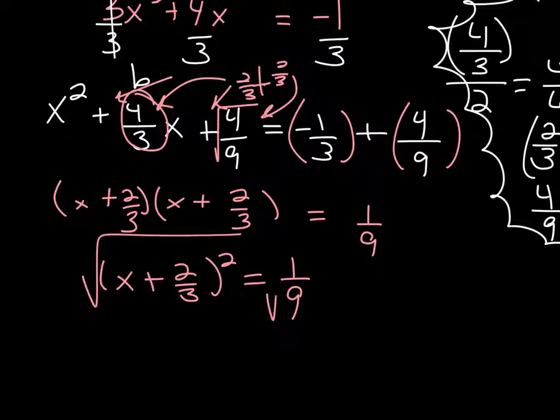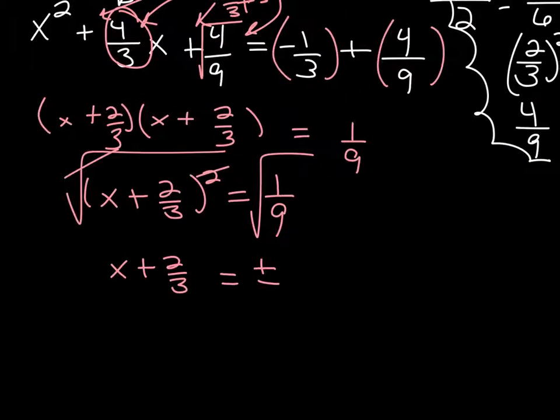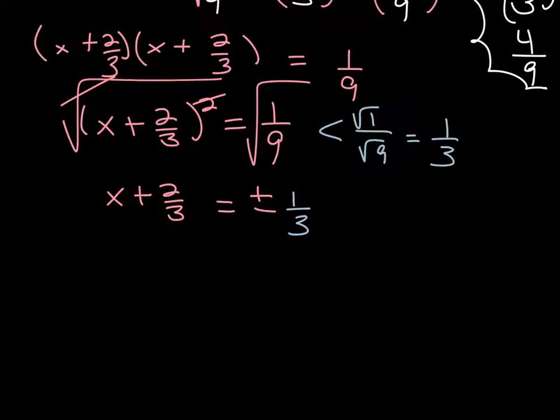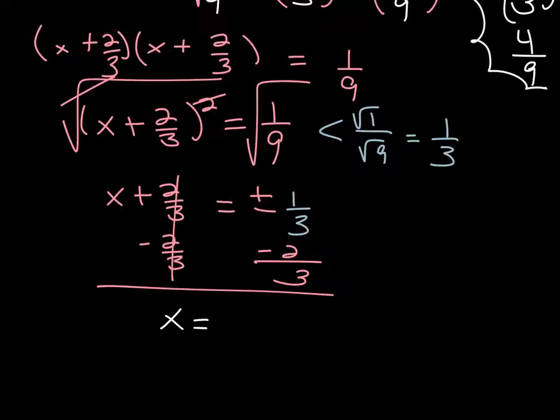Now I can take the square root. These cancel. X plus 2/3 equals plus or minus, like always. You could break this up if you want into the square root of 1 and the square root of 9, which is a great idea because that becomes 1/3. I'm going to subtract 2/3 and I end up getting x equals -2/3 plus or minus 1/3.